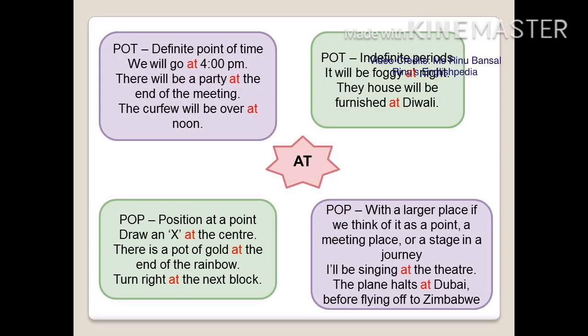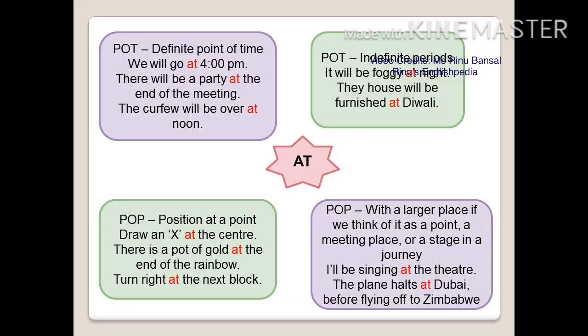The first preposition that we will be studying is at. When we talk about at as a preposition of time, it is used to define a particular point of time. For example, we will go at 4 pm, at exactly 4 pm, neither before nor after. Look at the second example. There will be a party at the end of the meeting, not before the meeting, but at the end of the meeting. And finally, the example, the curfew will be over at noon, not before noon, but exactly at noon.